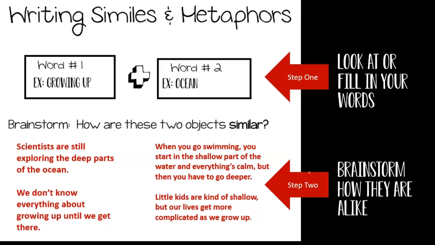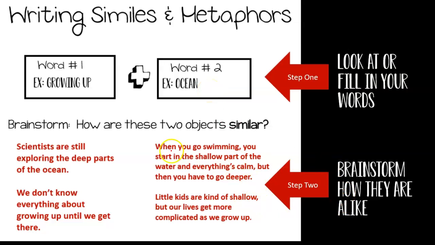Okay, so let's take a look at our assignment today. Your assignment is going to be in OneNote. It's going to be called Writing Similes and Metaphors Activity. First step is to look at or fill in the words in the two boxes. So word 1 is going to be the first word you're comparing. Word 2 is going to be the second word you're comparing. So in this case, we're going to write a simile or a metaphor comparing growing up to the ocean.